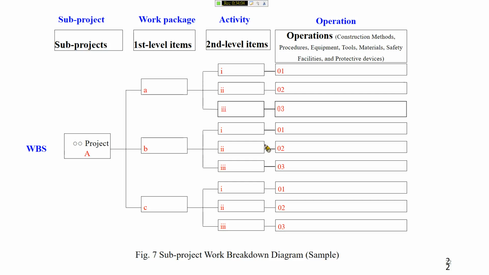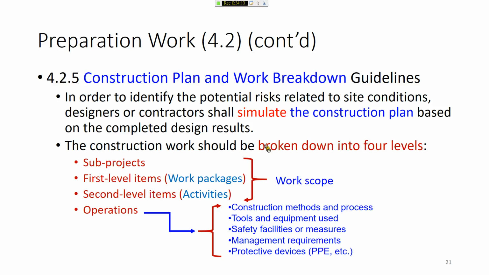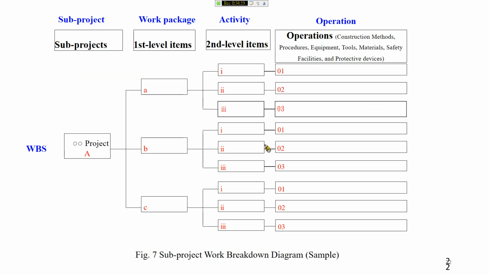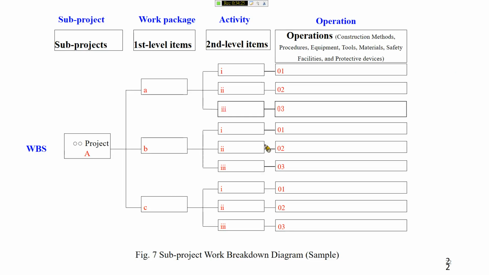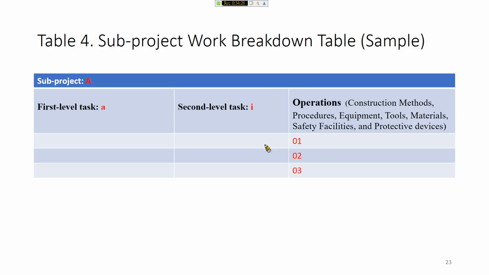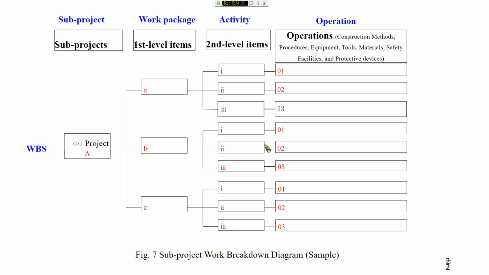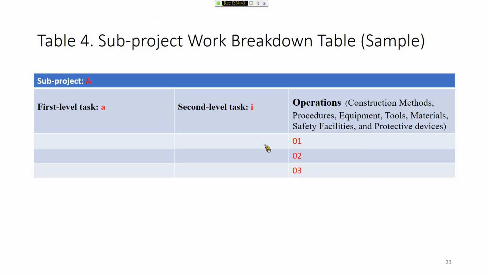so that you can consider all the associated information with this operation and identify potential risk with this operation. Okay? And we can also prepare the work breakdown structure this way. This is not common because it's difficult to document on paper, but this one is much better because it's tabular. So you can use this format to break down your project.